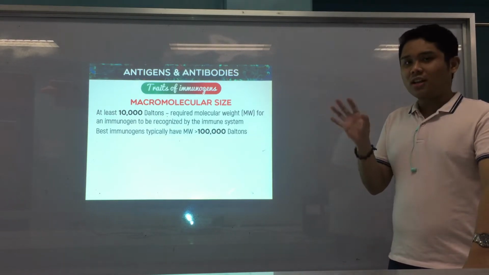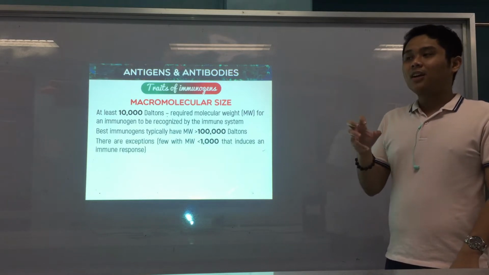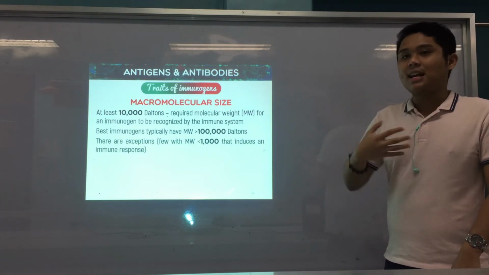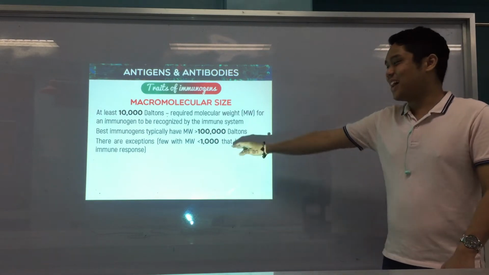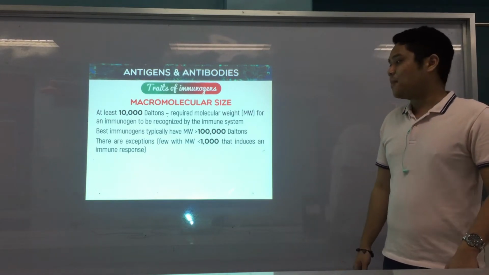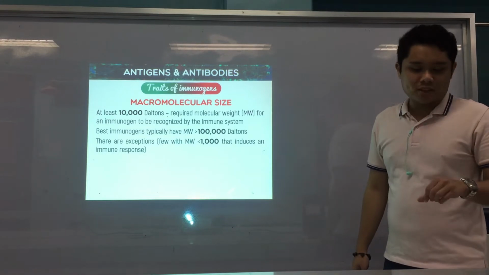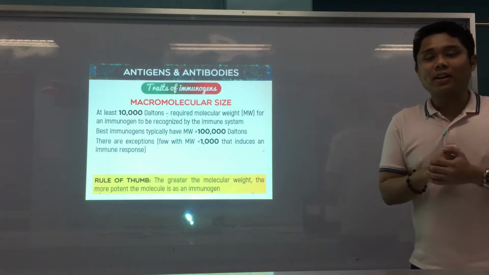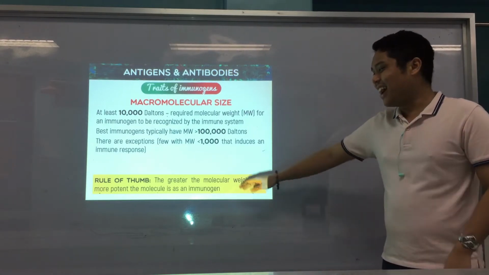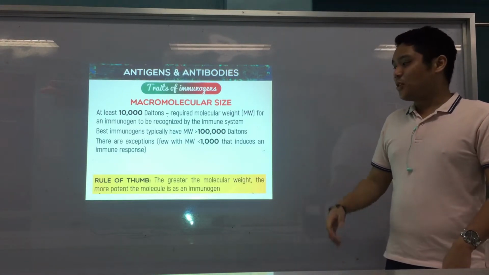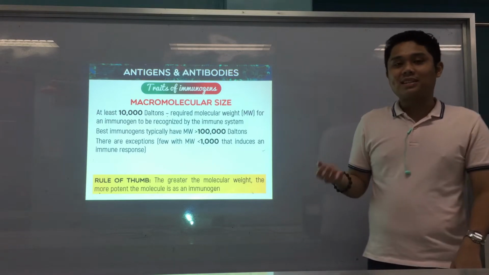All right? But there are still a few exceptions, immunogens that can elicit an immune response even if they are small, less than 1,000 Daltons. But there are only a few exceptions. Generally, the rule of thumb is the bigger, the better. The greater the molecular weight, the more potent it becomes as an immunogen.